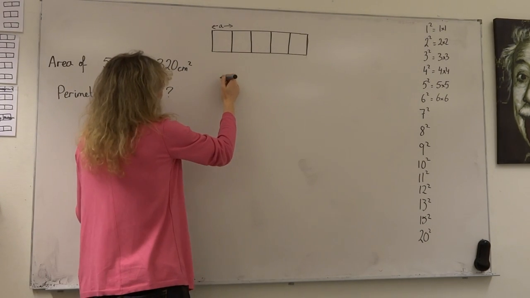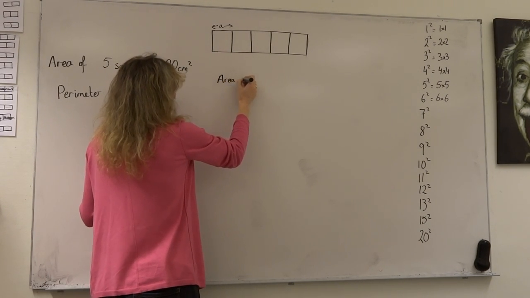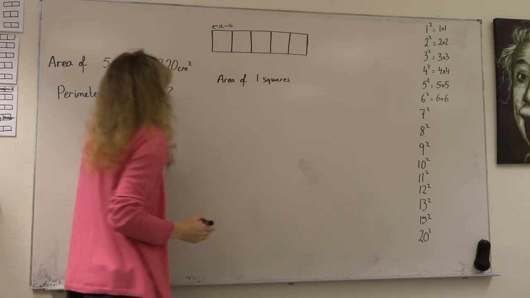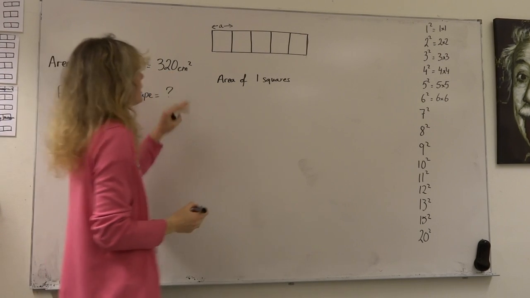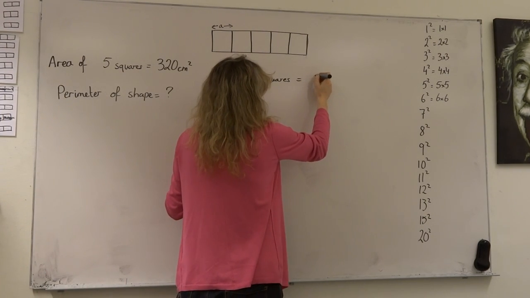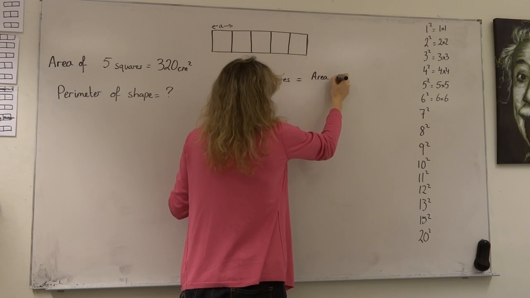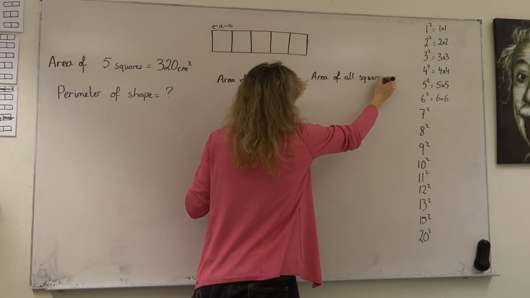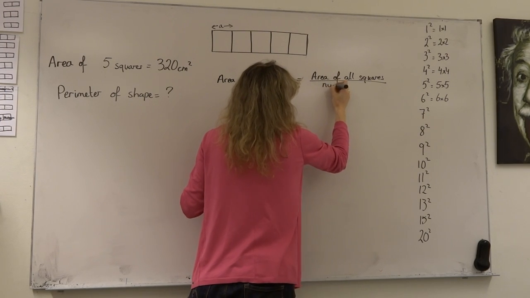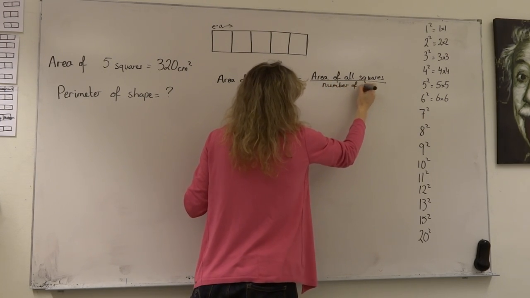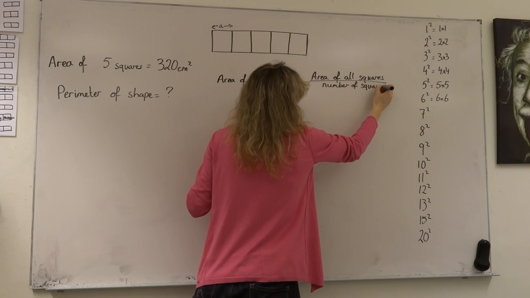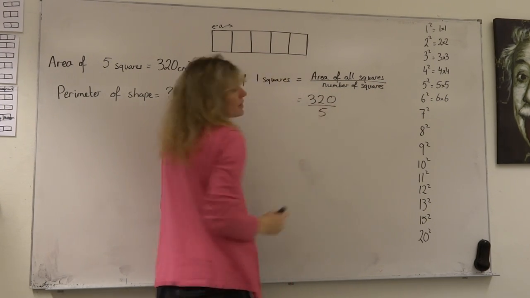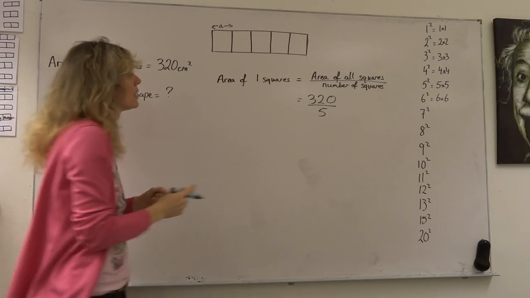Well, we first work out the area of one of the squares. If the area of all 5 is 320, the area of one of the squares will be the area of all squares divided by the number of squares, which is 320 divided by 5. This will give us the area of one of the squares.